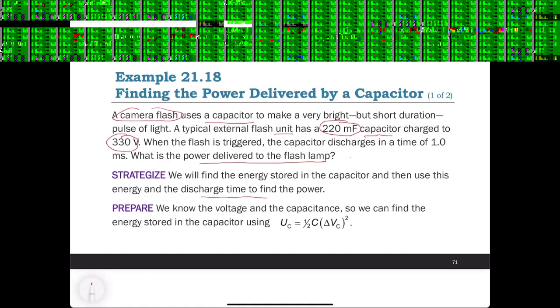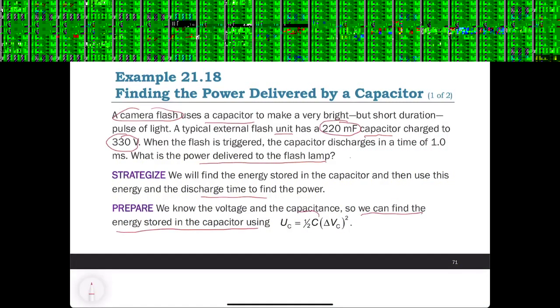Okay, we know the voltage and the capacitance, so we can find the energy stored in the capacitor using this equation. Because we know the voltage and the capacitance, we can calculate the energy stored using this equation, and it is 12 joules. This is a good deal of energy, and given the short time, the power is large indeed.